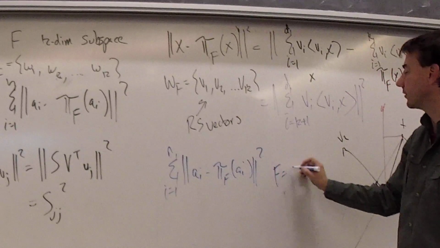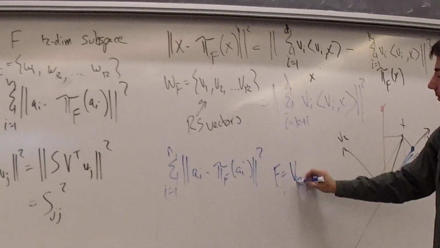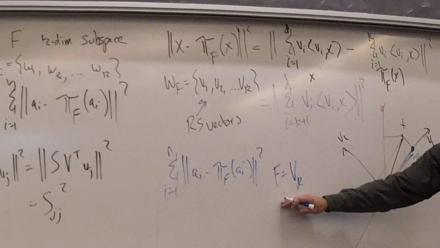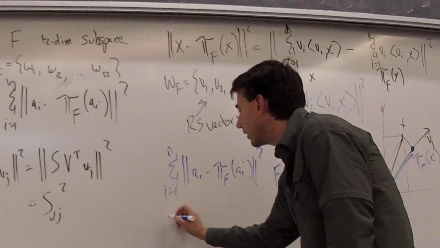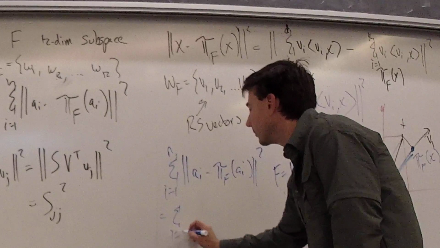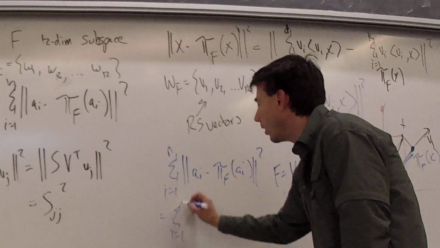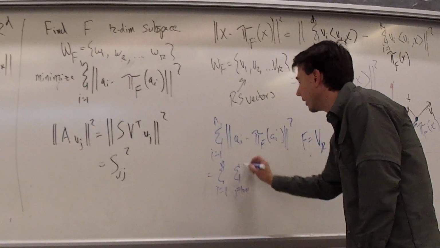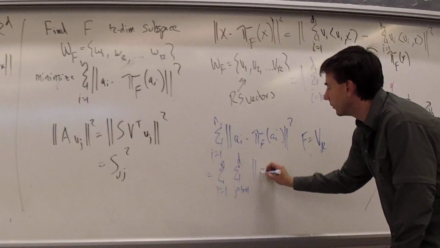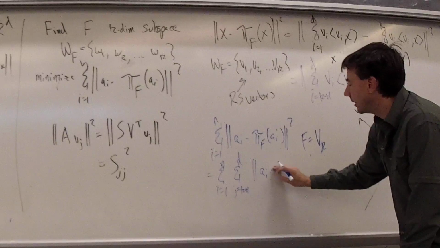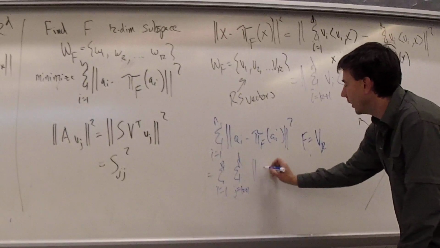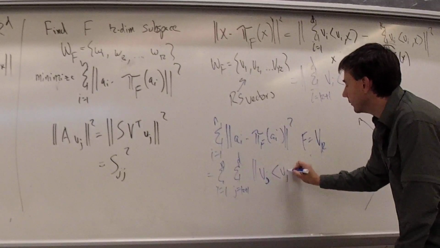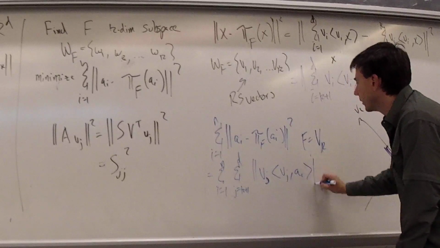Now let f be defined by the k-dimensional subspace spanned by the top k right singular vectors. This means that the sum over i equals 1 to n, sum over j equals k plus 1 up to d of the dot product of vj with ai, times vj.